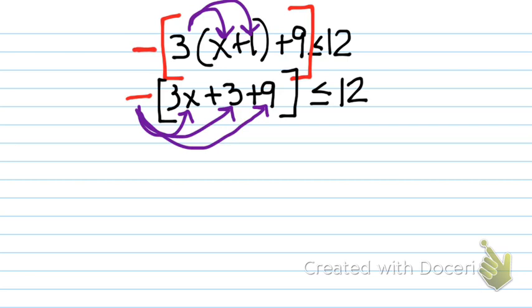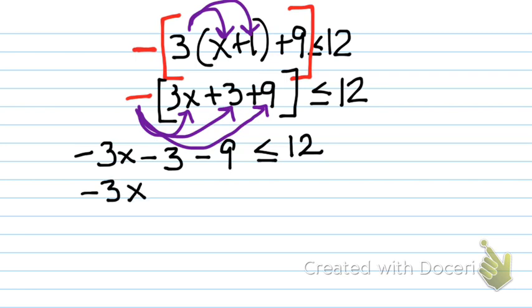Negative times positive is a negative 3x. Negative times a positive is a negative 3. A negative times a positive is a negative. We can drop the brackets now and drop down the less than or equals to 12. We then combine the like terms together and get negative 3x minus 12 is less than or equals to 12.